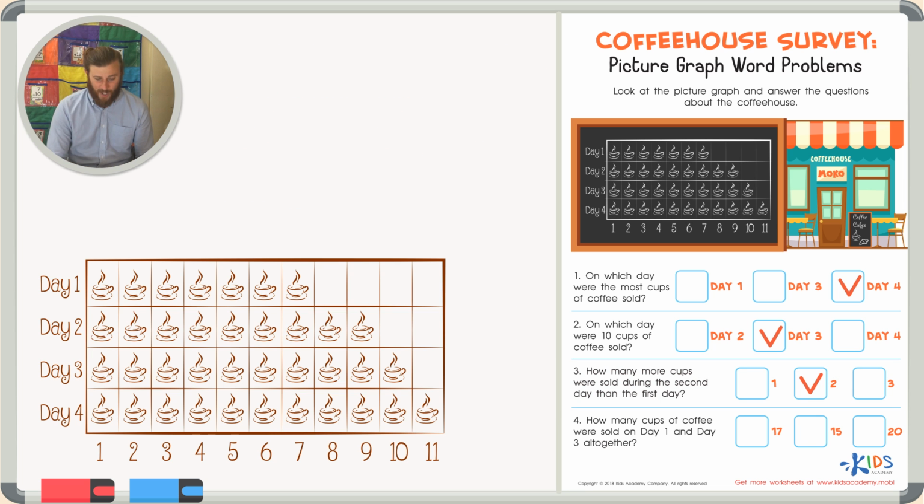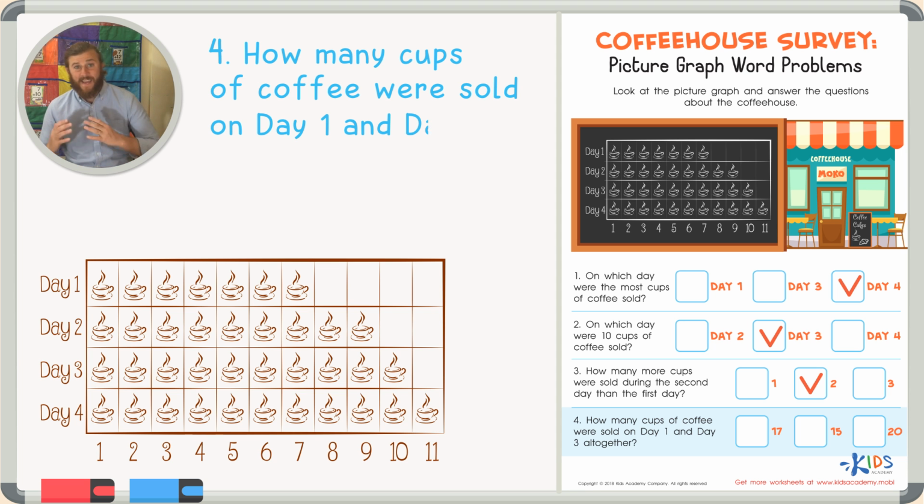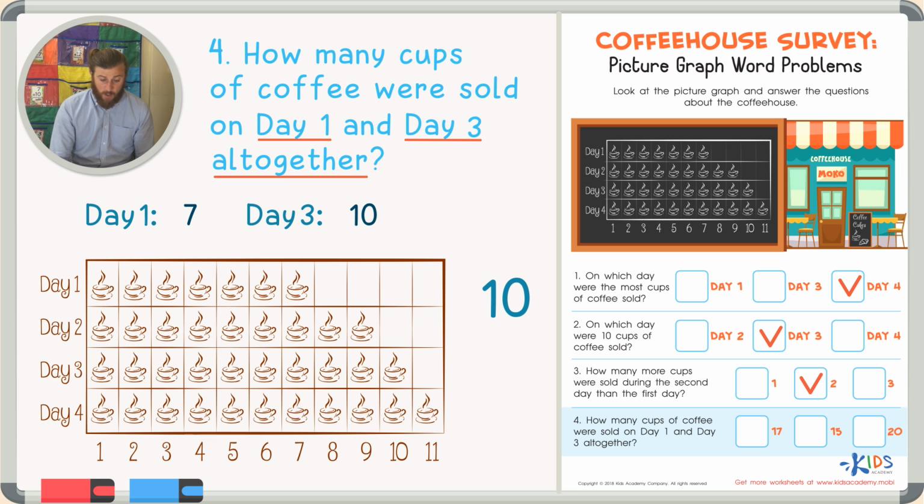Let's take a look at our final question. How many cups of coffee were sold on day 1 and day 3 all together? Okay, so when I see those words all together, I think we're going to be adding and combining these numbers. So we want to know how many cups were sold on day 1 and day 3. So let's take a look at day 1. I remember on day 1, and from looking at our graph, there are 7 cups sold on day 1. And on day 3, if we look at our graph, we can see that there are 10 cups sold on day 3. So to find out how many cups there were all together, we can add 10 plus 7.